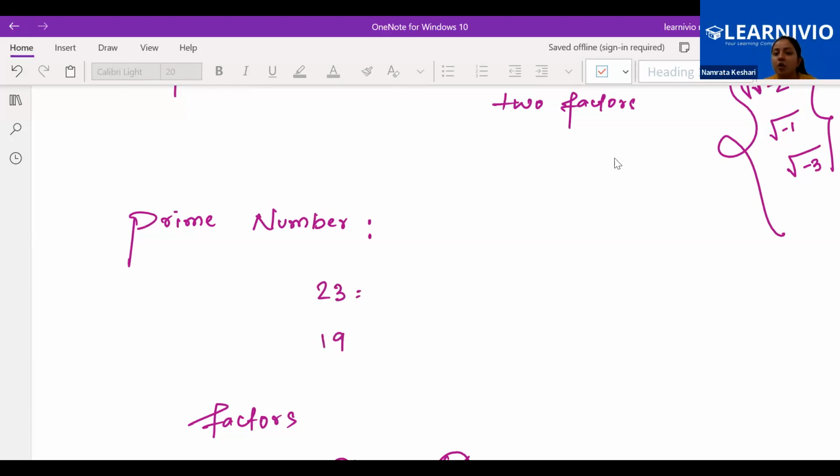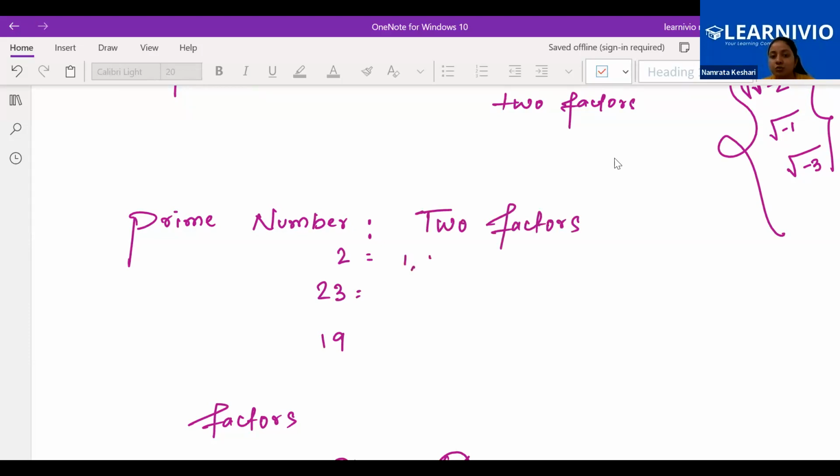These are the numbers, or we can say 2 as well. Any number, if we list down the factors of 2, 23, 19, there will be only two factors. Those numbers are called prime numbers. So 2, how many factors are there?